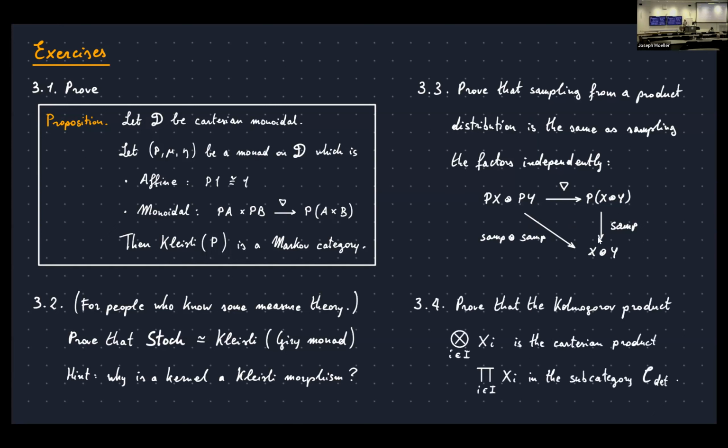And last one: prove that the Kolmogorov product is the Cartesian product in the subcategory of deterministic morphisms. I don't expect that we'll solve it here now, because it's a little bit long, but conceptually, I hope it makes sense. Okay? So let's make another exercise break, and then, in the last 5 minutes, we'll do a little conclusion. All right.